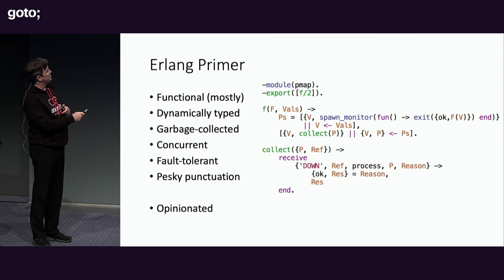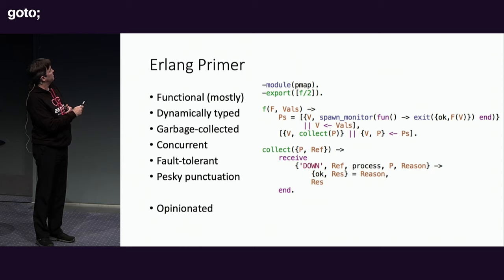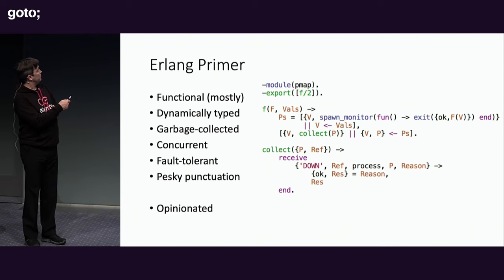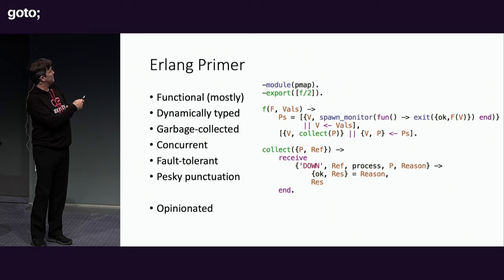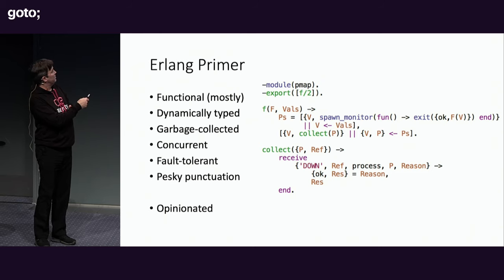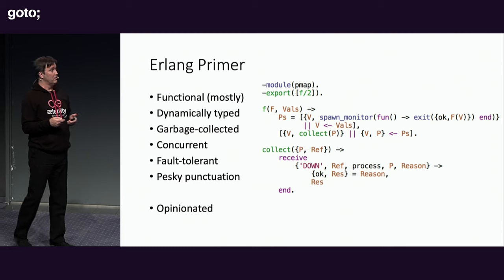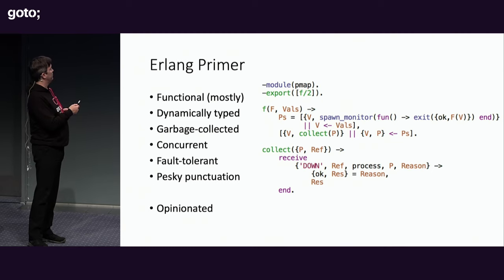Next is another list comprehension, where PS is the result from the first operation, where for each value V and process reference P, we return the value, and then we collect the result we get here. This is another function. In Erlang, you often do pattern matching in function heads. So here we basically assert that the input is a two-tuple, where the first is P, the other is called ref. At this point, we don't know what the types are. Erlang is dynamically typed. There are type specifications, but they're mainly for documentation.